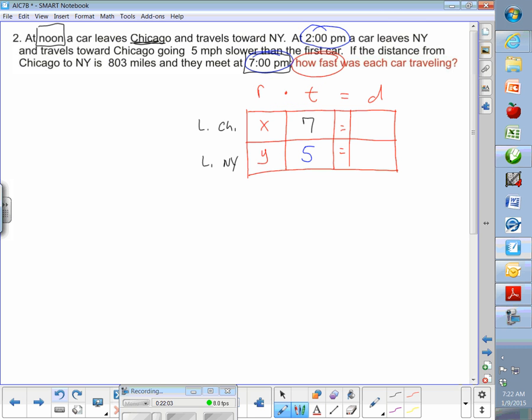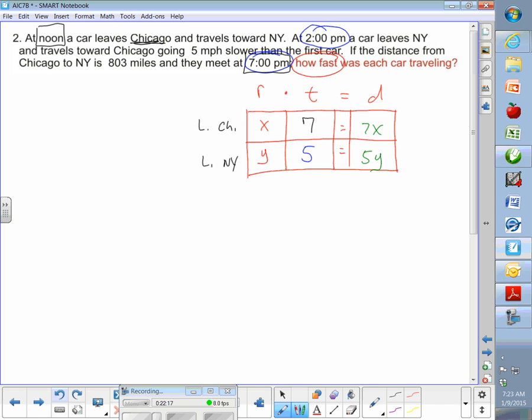The rate times the time, so we're just going to multiply. X times 7 is 7x, and y times 5 is 5y. We have completed the chart. Awesome. We are rolling along.